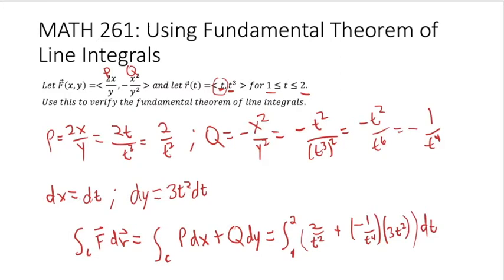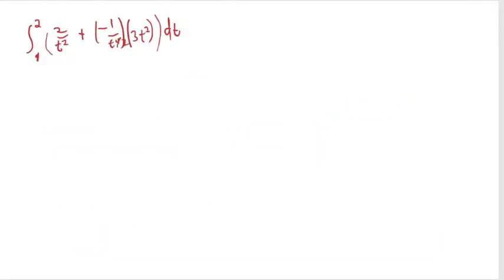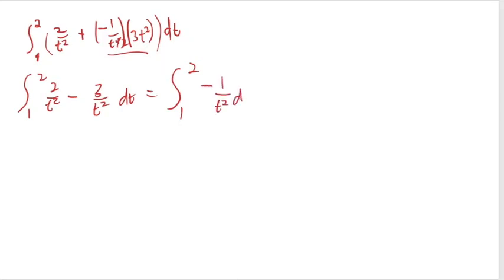So now we need to solve this integral. In order to solve it, we need to multiply these and keep this one the same. So we have 2 over t squared, not plus, but minus 3 over t squared. So now we can combine these two, since they have the same denominator, and we can make it into a negative 1 over t squared dt.